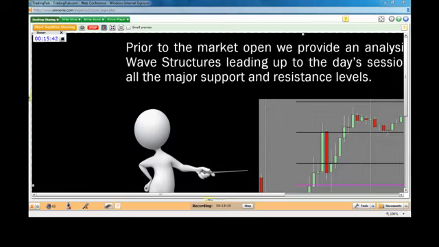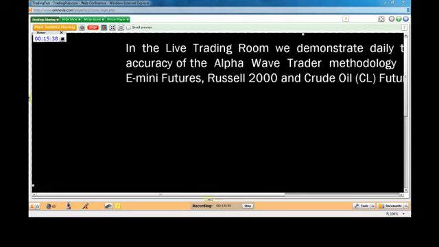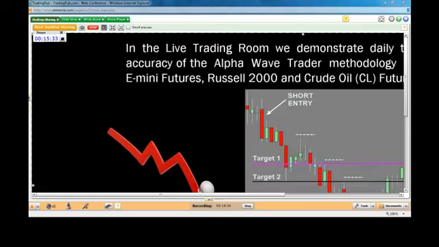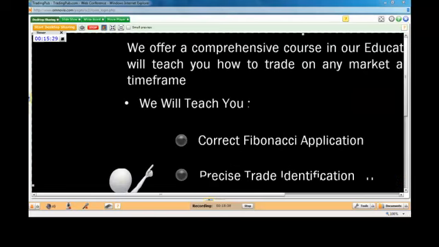Prior to the market open, I always analyze the structure leading up to today's session. And here it is. This is all you see. Pure price on entry and Fibonacci for exits. In the course, you learn correct Fibonacci application, precise trade identification, identification of trend exhaustion levels, minor versus major trends, and much, much more. You learn to trade with clarity.